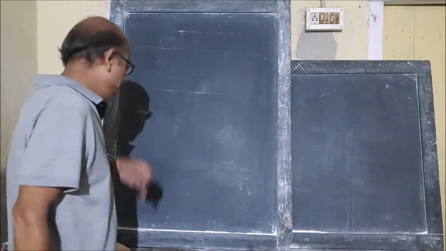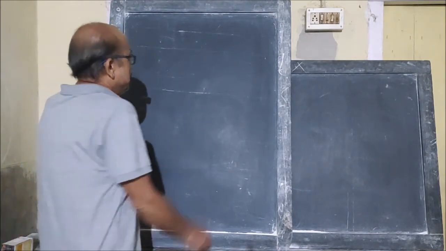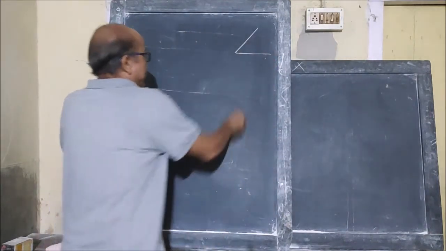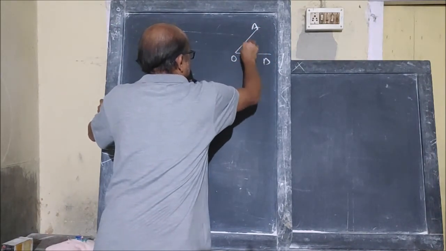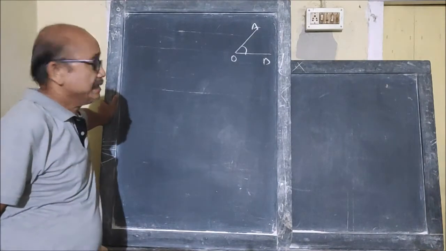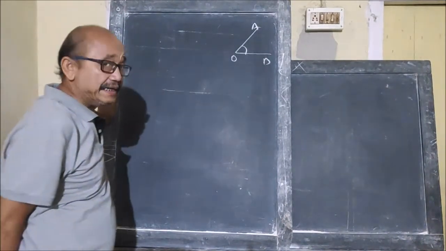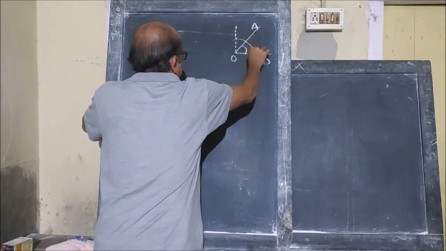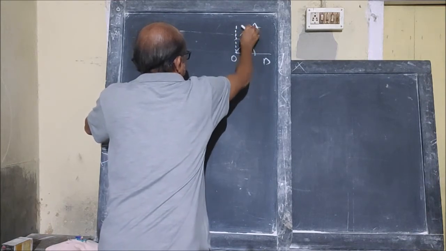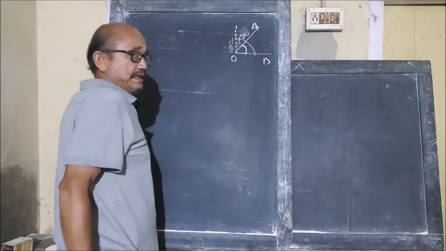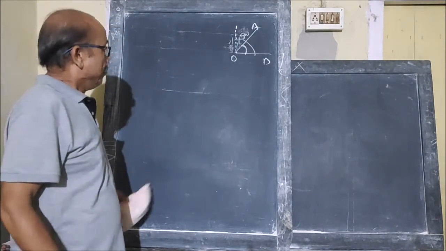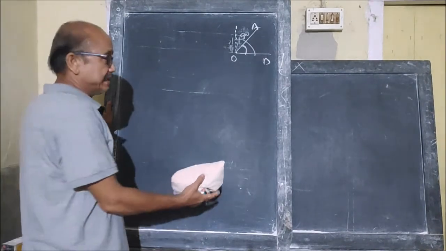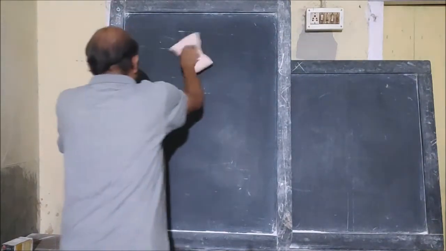Now, you see here, number one, acute angle. Acute angle means the angle whose measure is less than 90 degrees. That is 90, but this one is less than 90. So an acute angle, that means an angle whose measure is less than 90 degrees, is called the acute angle.